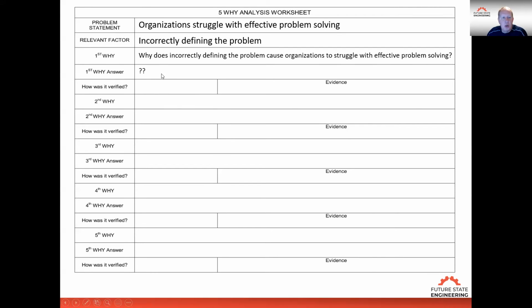So what we want to do is we want to answer that question. So we want to come up with potential answers to that question and then read our logic. We would say organizations struggle with effective problem solving because, and read the answer to the first why. So what I'm going to do is come up with different options for the first why, and then next session we'll look at those answers and see if we can find evidence that that's occurring in the problem.